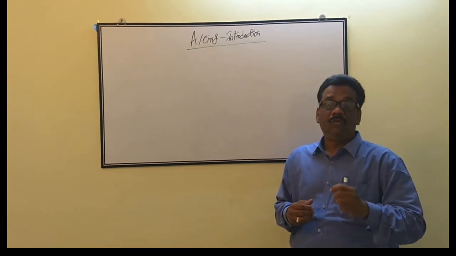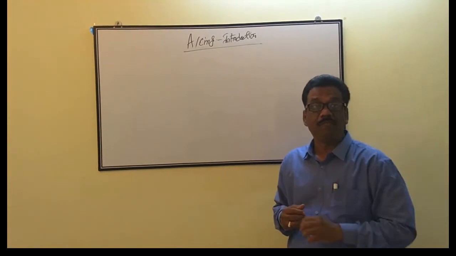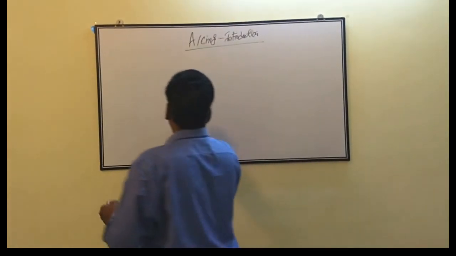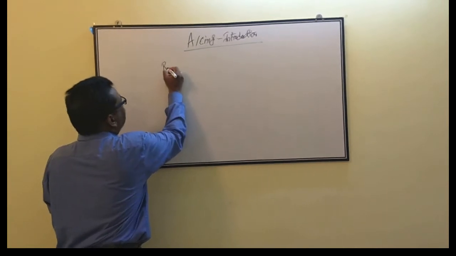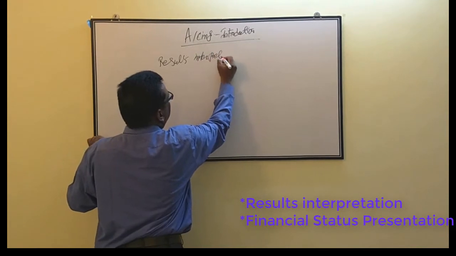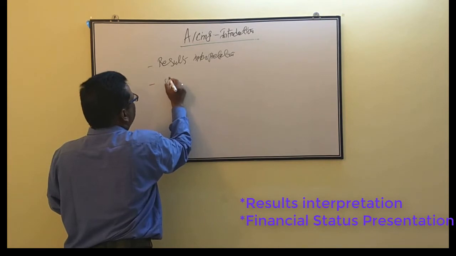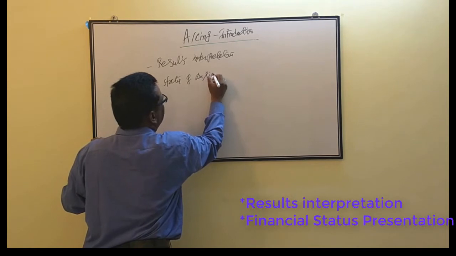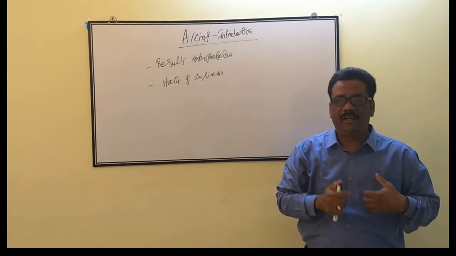So accounts have their own relevance in business. Next, objectives of accounting. There are two basic objectives associated with accounting: results interpretation and the financial status of the business. To know the financial status of the business, the accounts give an idea.